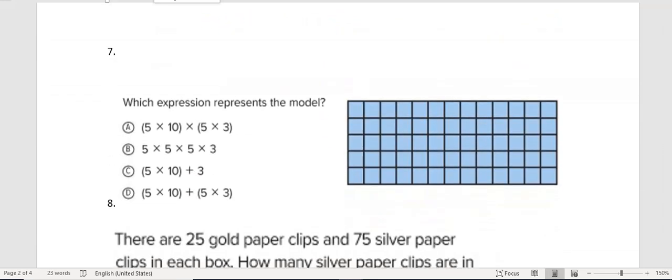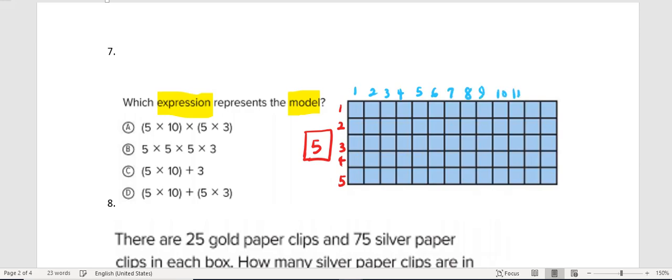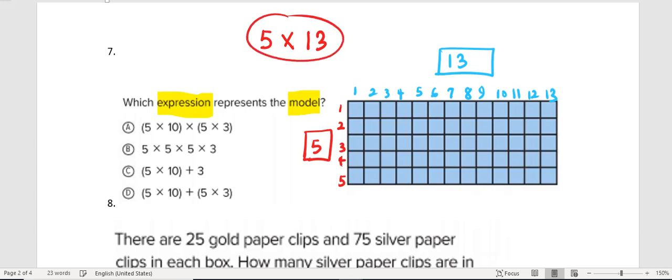Question number 7. It says, which expression represents the model? So we have this model. Very easy. What you need to do is confirm the number of rows. 1, 2, 3, 4, 5. So we've got 5 rows. Confirm the number of boxes in each row. That is the column. So this time around, we have 1, 2, 3, 4, 5, 6, 7, 8, 9, 10, 11, 12, 13. So we've got 13 columns, or 13 boxes in each row. So what you need to find really is the row times the column. 5 times 13. In this option, there is no 5 times 13.